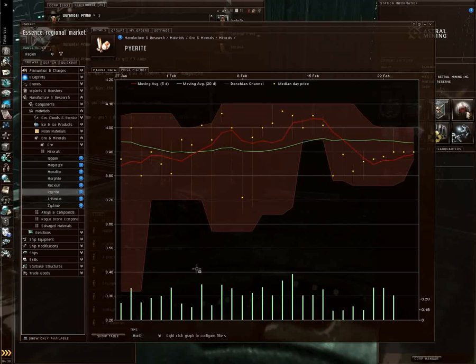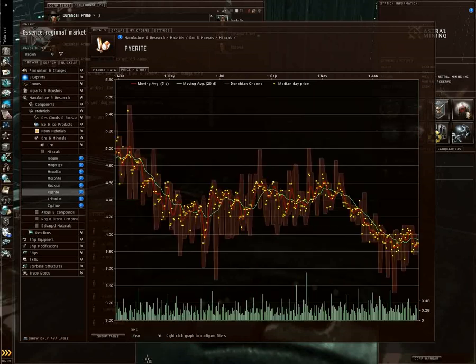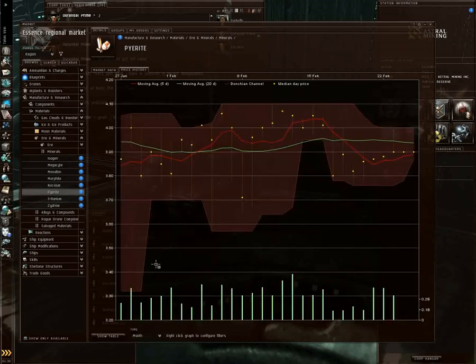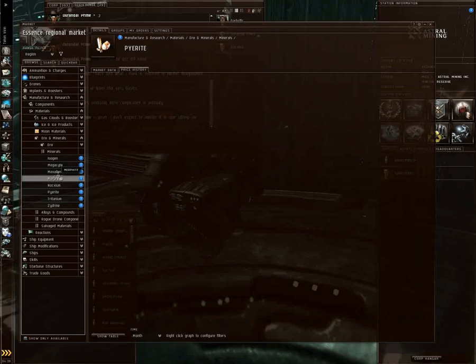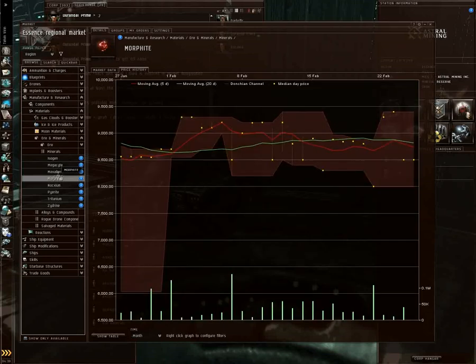It's been doing that a lot. If we look at the whole year, it's been crashing a bit. So let's go back to the month. Let's look at something a bit more expensive. Let's look at Morphite, that little rare goodie.